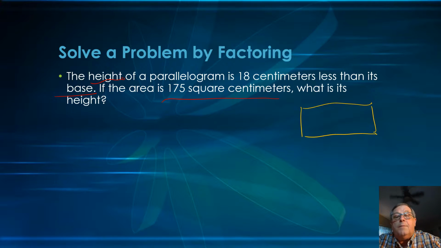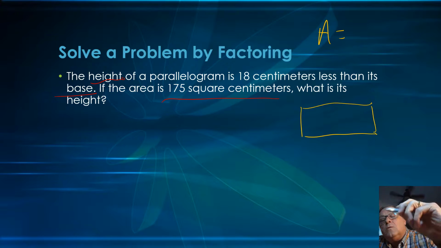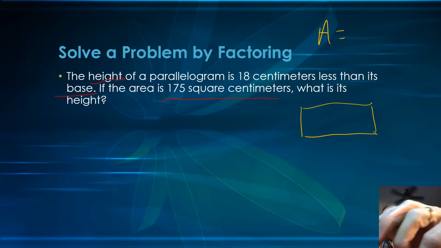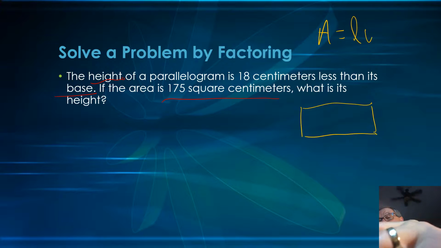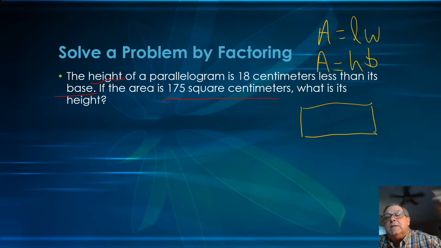But in a parallelogram, the opposite sides are parallel, and we can find the area. The area is equal to, in this case, they're doing it the height times the base, but sometimes you may see it as length times width. In this case, they're substituting height for base. So the height times the base would be the formula that we could use. And let's label this as the base, and this is the height of our little parallelogram.